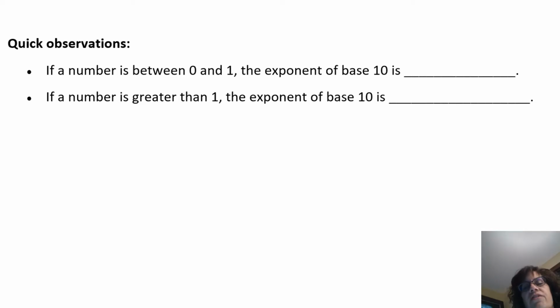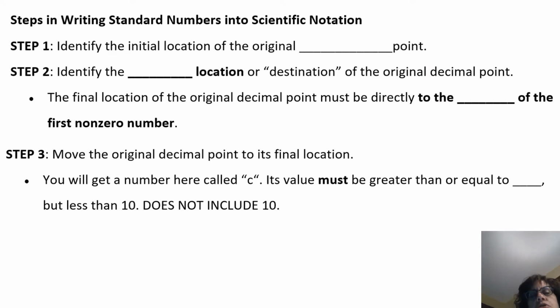All right, so after you've looked at it, hopefully you saw this. If a number is between 0 and 1, those decimals, the exponent of the base 10 always ended up being negative. If a number is greater than 1, the exponent of the base 10 always ended up being positive. And that's a rule for scientific notation. So now let's look at how to write numbers in scientific notation.